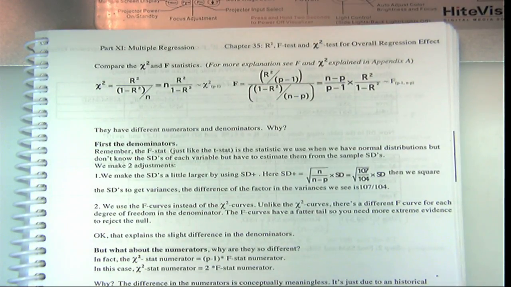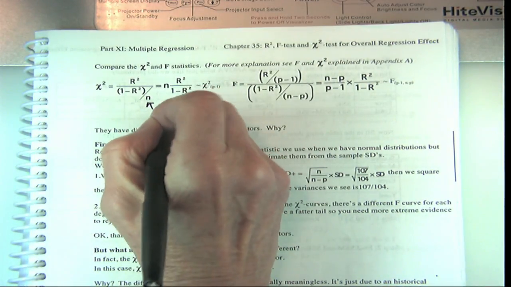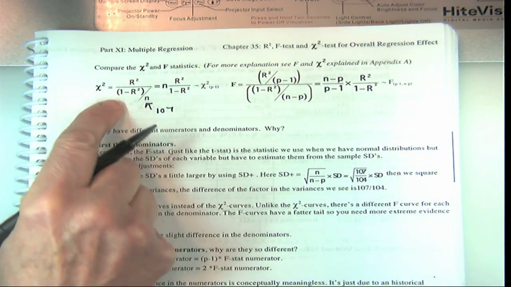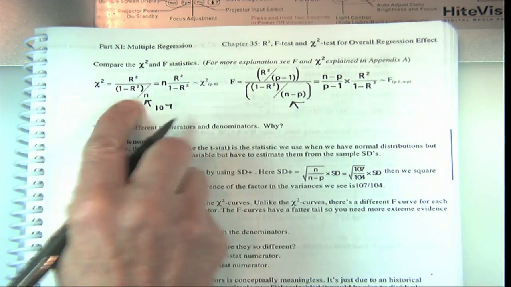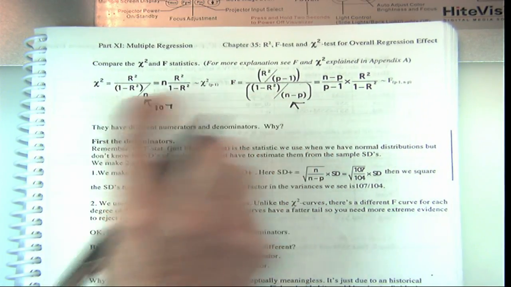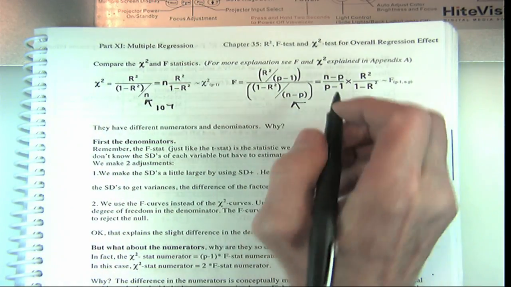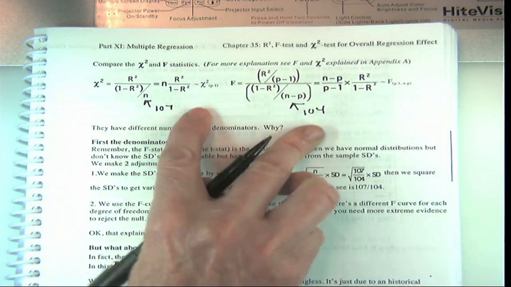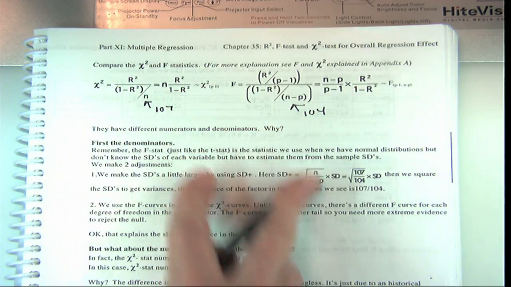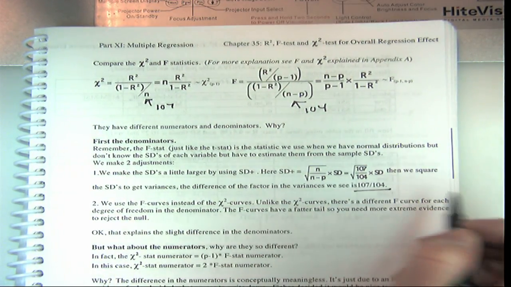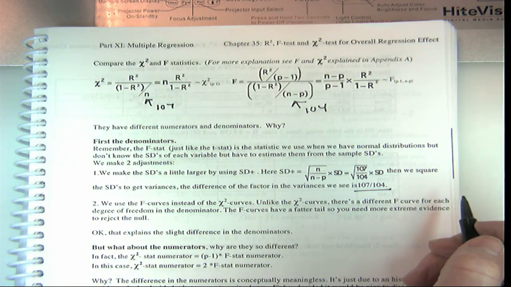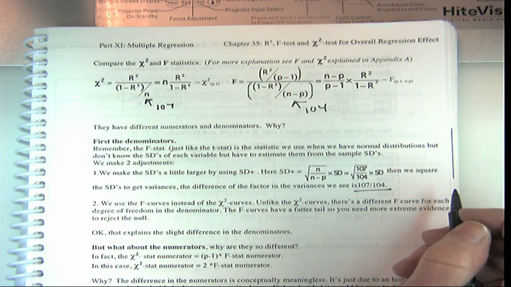If you look at these denominators here, this is 107. This refers to the degrees of freedom and the errors. And the errors are in the denominator. 1 minus r squared is the errors. So this is 104. So that difference is understandable. That's the difference in the variances we see. Why is it different?